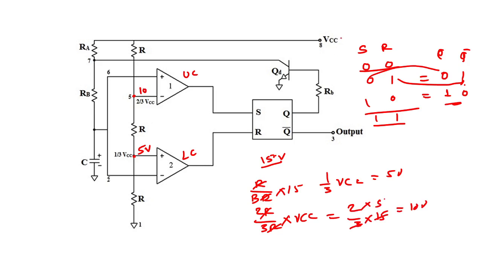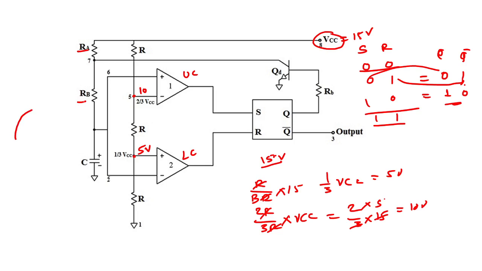If you are giving 15 volt at this terminal, suppose you turn on the supply, then what will happen? This capacitor will charge via RA and RB up to VCC. Here there is 2/3 VCC, 10 volt itself. It is going to be charged via RA and RB toward the VCC. So the capacitor will charge like this.